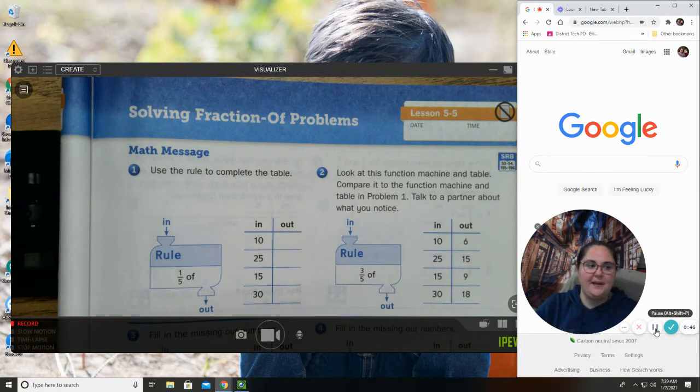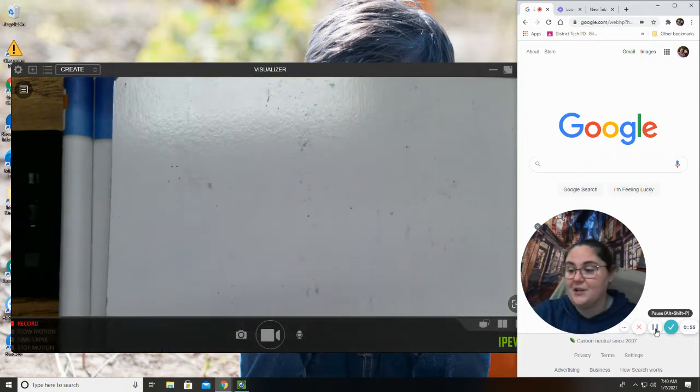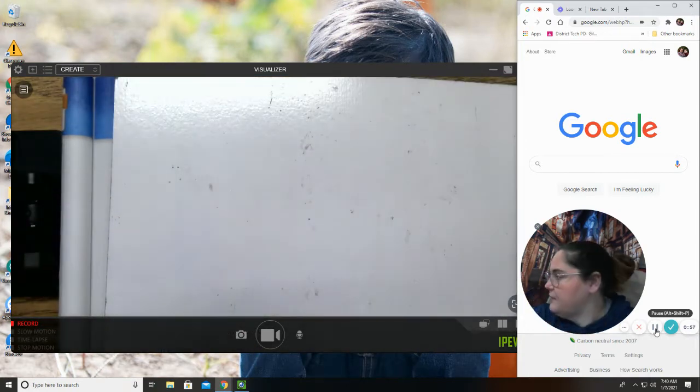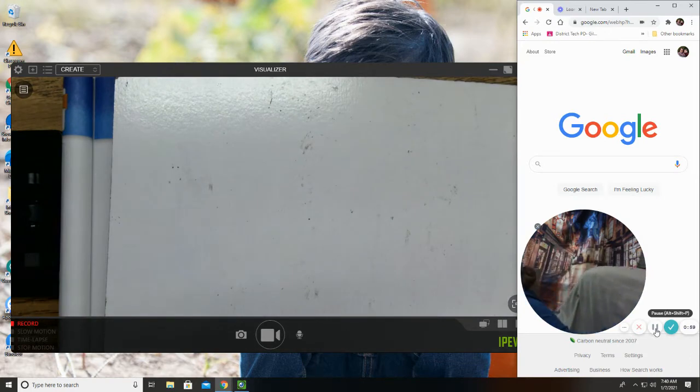What's going to happen is we're going to start working on a little bit of this. We're going to do a little bit of practice, and then you're going to do some of the assignment on your own. All right. When I think of a fraction of problem, a fraction of problem means multiply.